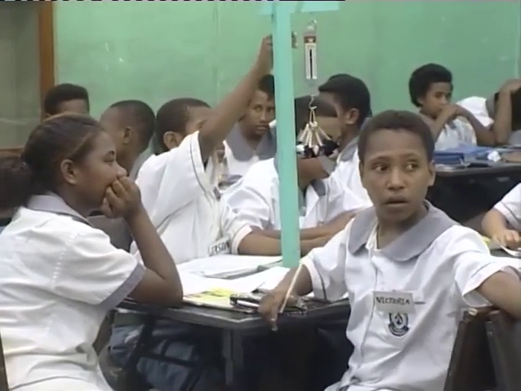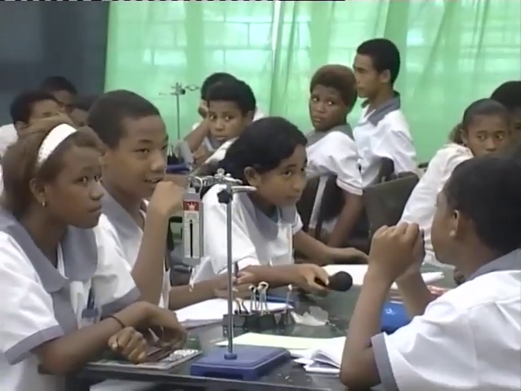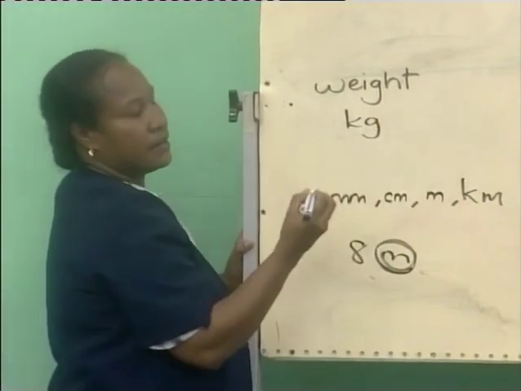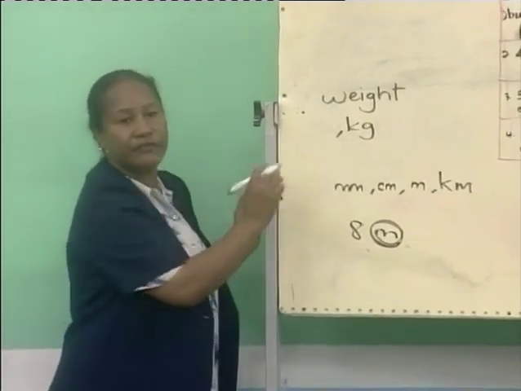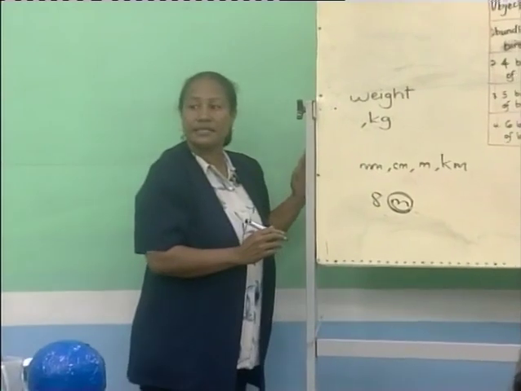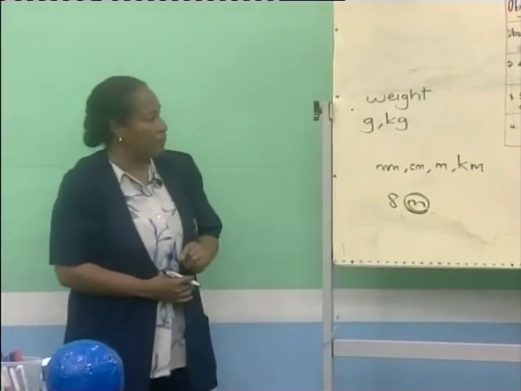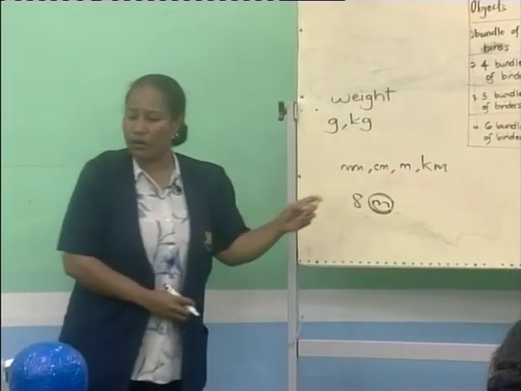All right, very good. Did you hear what she said? We are going to use the unit kilograms. All right, and before kilograms, there is a smaller unit. Class? Grams, good. So receiving students, I hope you have told your teacher the same. We use grams and kilograms.